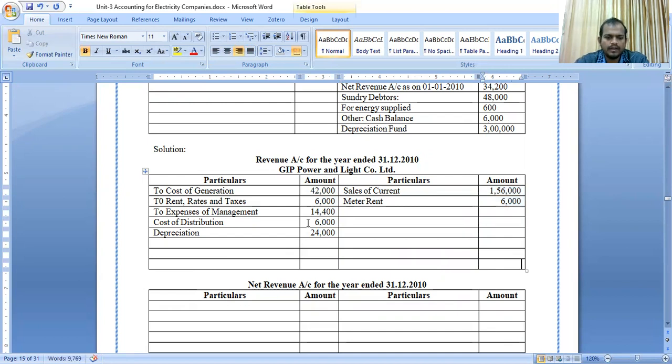So we'll finalize the balances. It comes around 1,62,000. The balance which we have to carry forward to the net revenue account is 69,600.